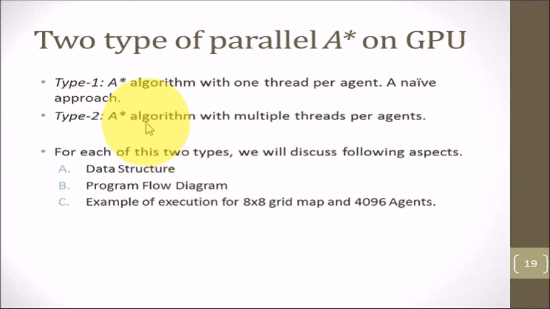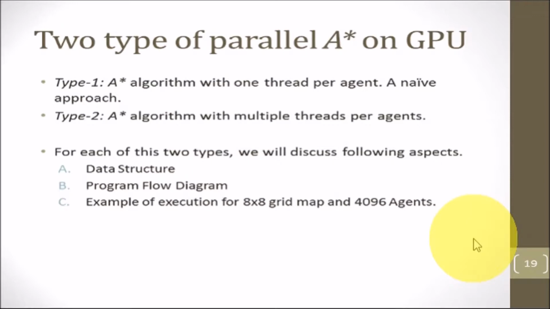We try to use type 2 because it sounds a little bit logical, as we have a large number of threads, so we can allocate more threads to compute A star for a particular agent rather than just giving one thread to one agent.